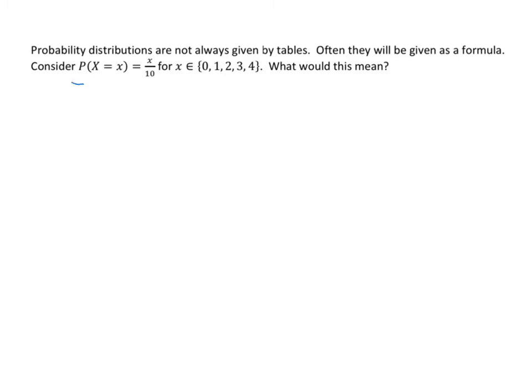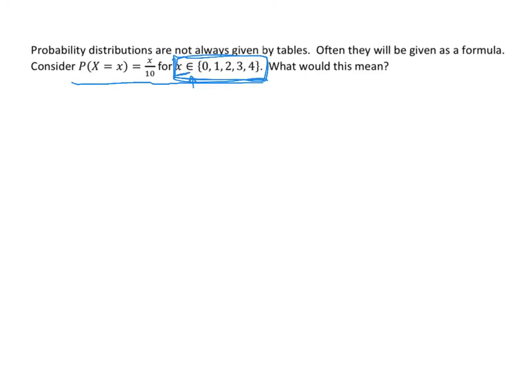That P of big X equals little x equals x over 10 for x an element of the set 0, 1, 2, 3, 4. And so what would this thing mean? Well, this thing here is telling you what x can be. So it's effectively saying x could be 0 or 1 or 2 or 3 or 4, and that's little x. So the values could be those things.